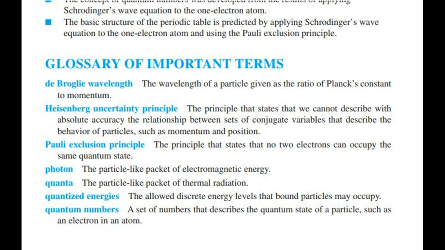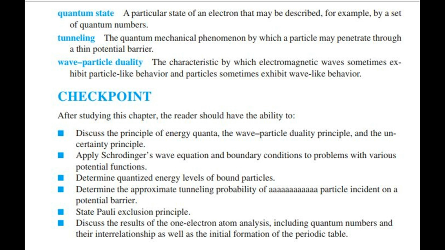Pauli exclusion principle, the principle that states that no two electrons can occupy the same quantum state. Photon, the particle-like packet of electromagnetic energy. Quanta, the particle-like packet of thermal radiation. Quantized energies, the allowed discrete energy levels that bound particles may occupy. Quantum numbers, a set of numbers that describes the quantum state of a particle, such as an electron in an atom. Quantum state, a particular state of an electron that may be described, for example, by a set of quantum numbers. Tunneling, the quantum mechanical phenomenon by which a particle may penetrate through a thin potential barrier.